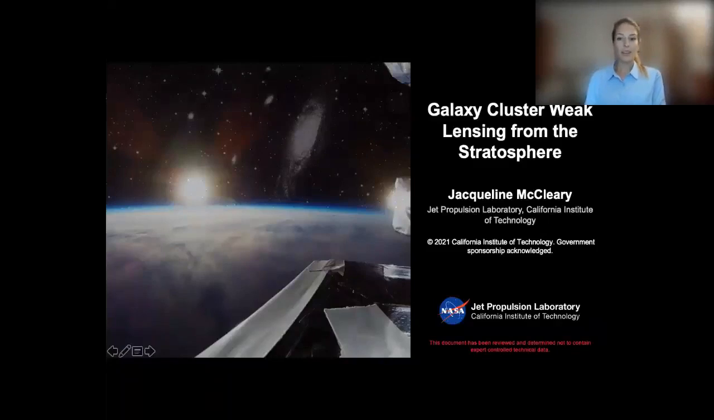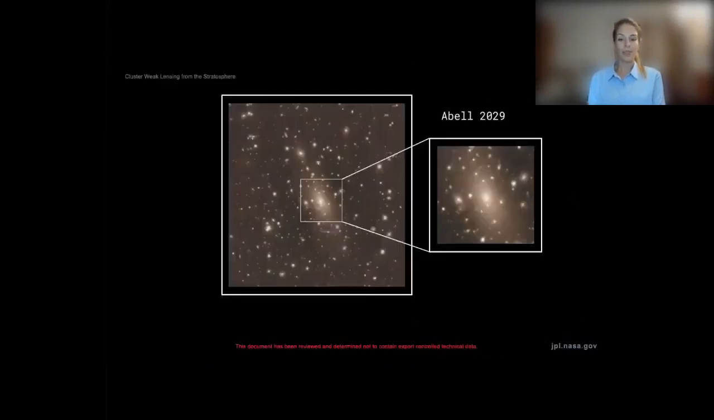I'm here to talk to you today about the wonderful potential for galaxy cluster weak lensing analysis when we use imaging taken in the stratosphere. Just so we're on the same page, galaxy clusters are structures that consist of hundreds to thousands of galaxies and their hot gas, all bound together by gravity. They span 2 megaparsecs in diameter, and even a small cluster weighs 100 trillion solar masses. This is a rather pretty example taken from my own research, cluster Abell 2029.